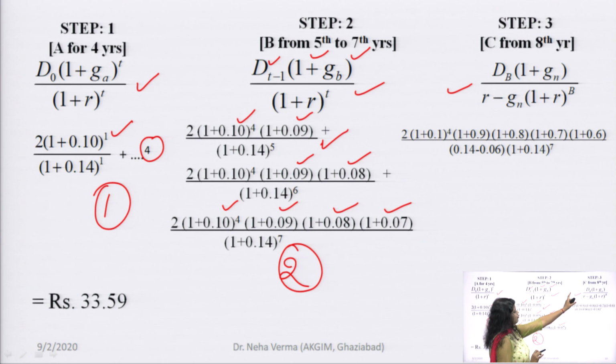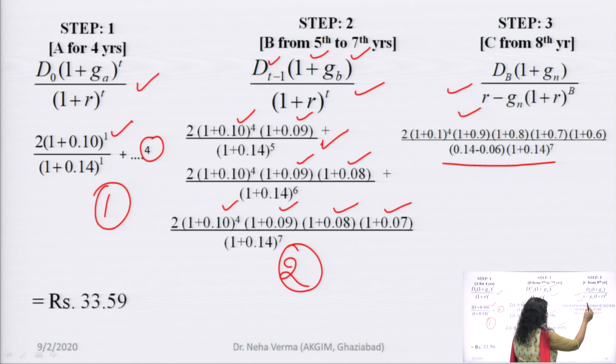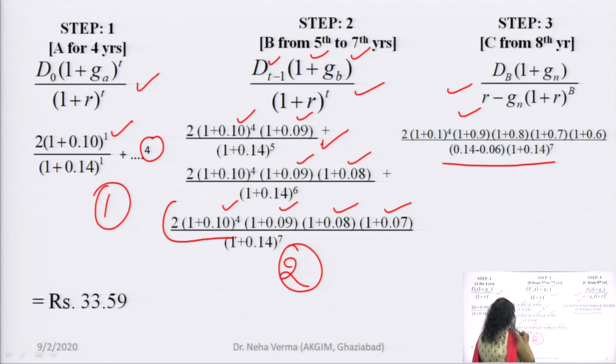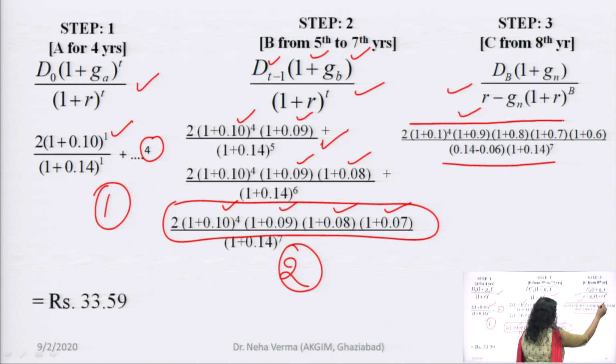Similarly, from step 3, the phase has begun from the 8th year. So here we will calculate the value of phase 3 with the help of these values. Again we just have to put the values over here and then put the values of the denominators. In the numerator you can see that the dividend of the 8th year is required. So the dividend of the 7th year from here, we will just take it as it is, and then we will adjust the 7th year dividend with the growth rate of the 8th year in order to obtain the dividend of the 8th year.